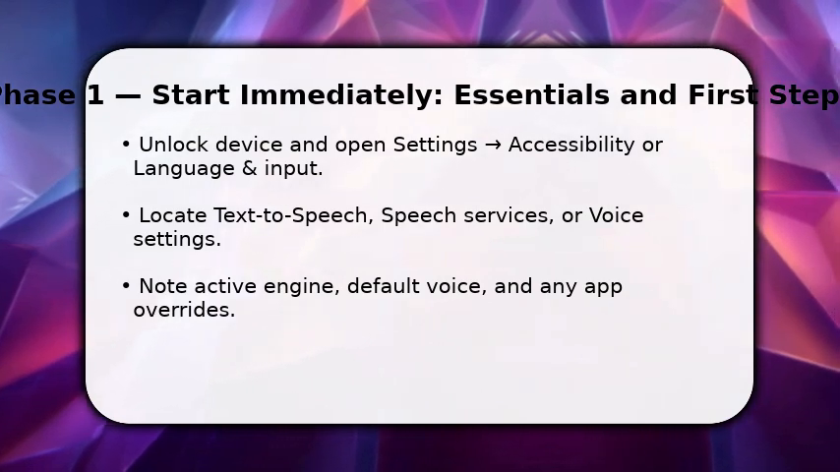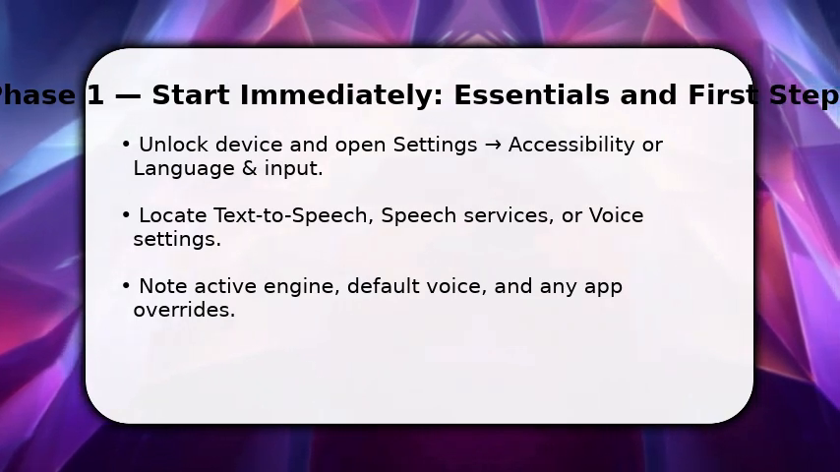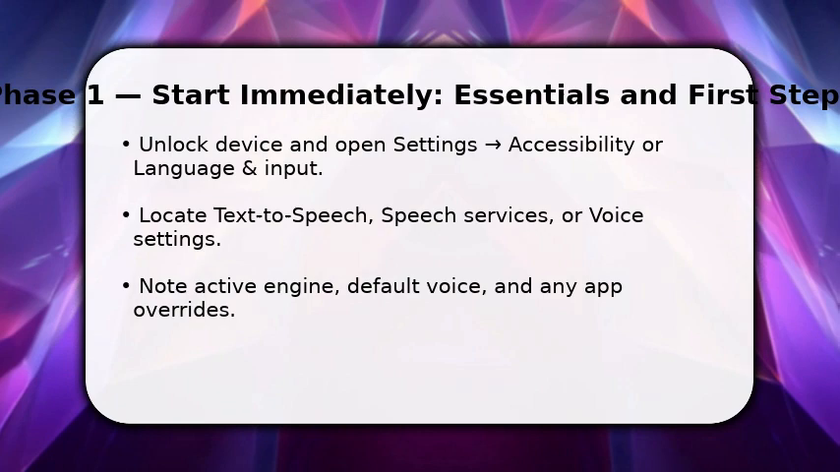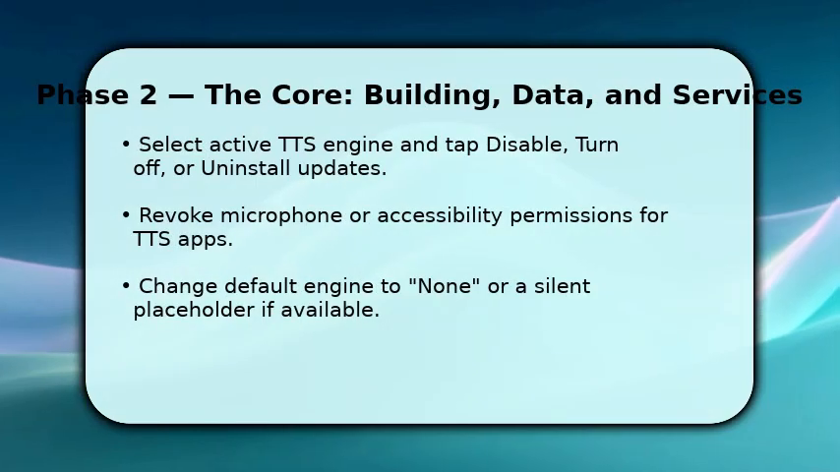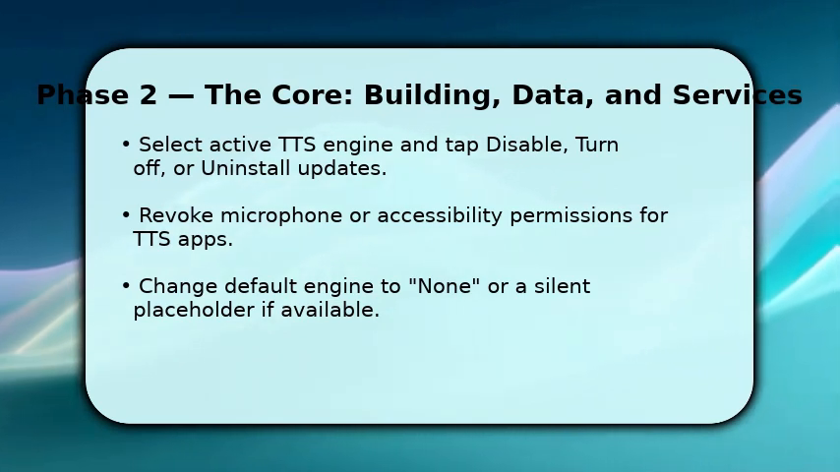This first step gives you a clear map of where TTS lives on your system and what will be affected when you turn it off. Now disable the engine itself. Select the active text-to-speech engine and choose Disable, Turn Off, or Uninstall updates to stop it running.